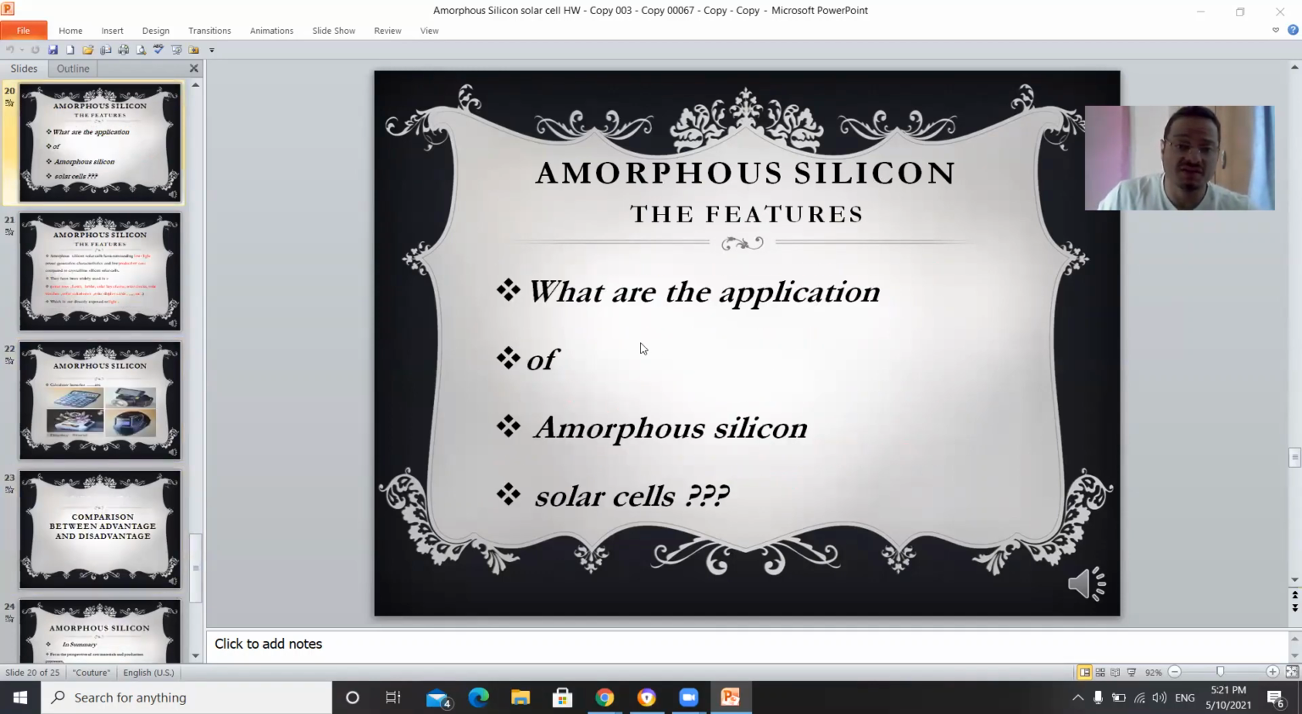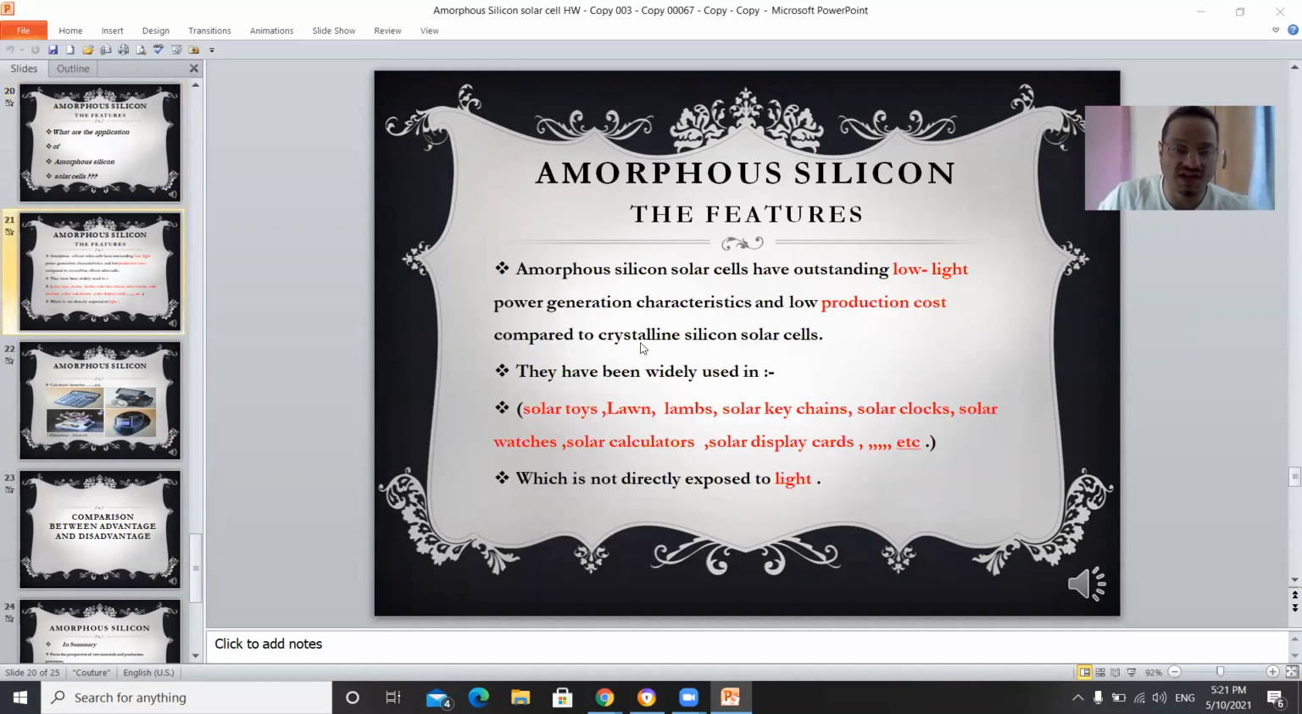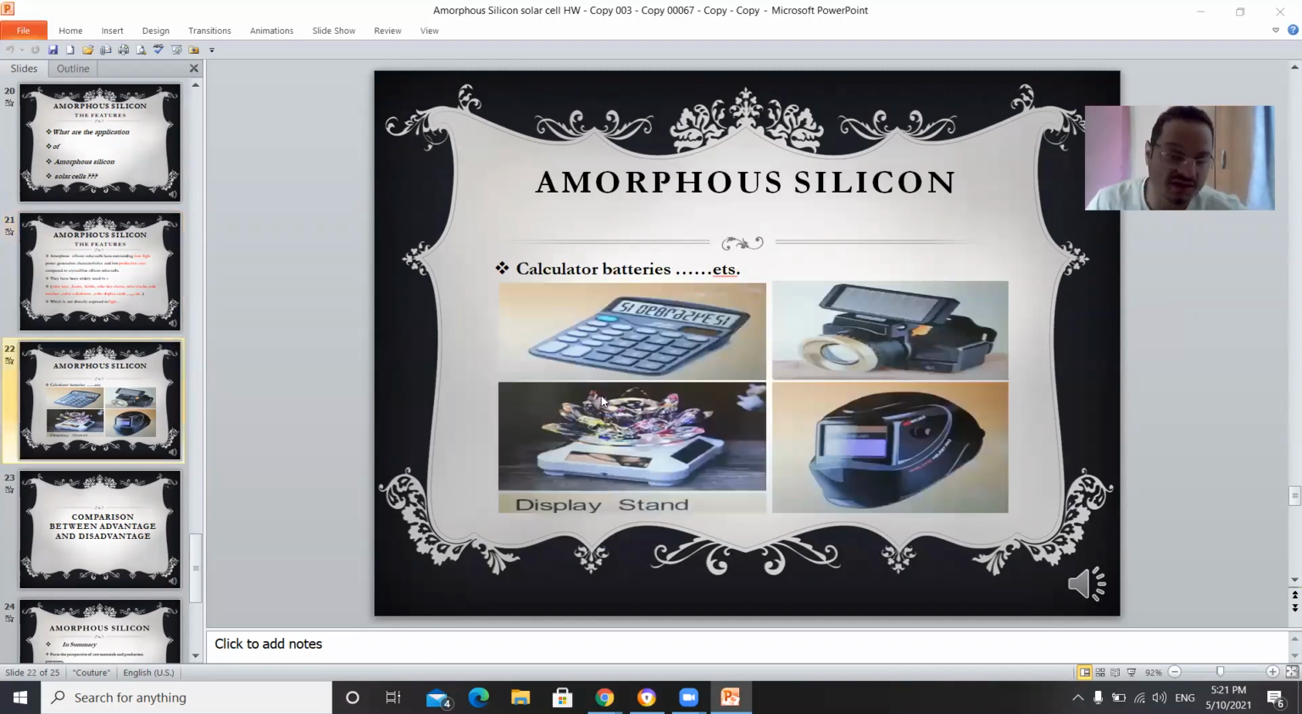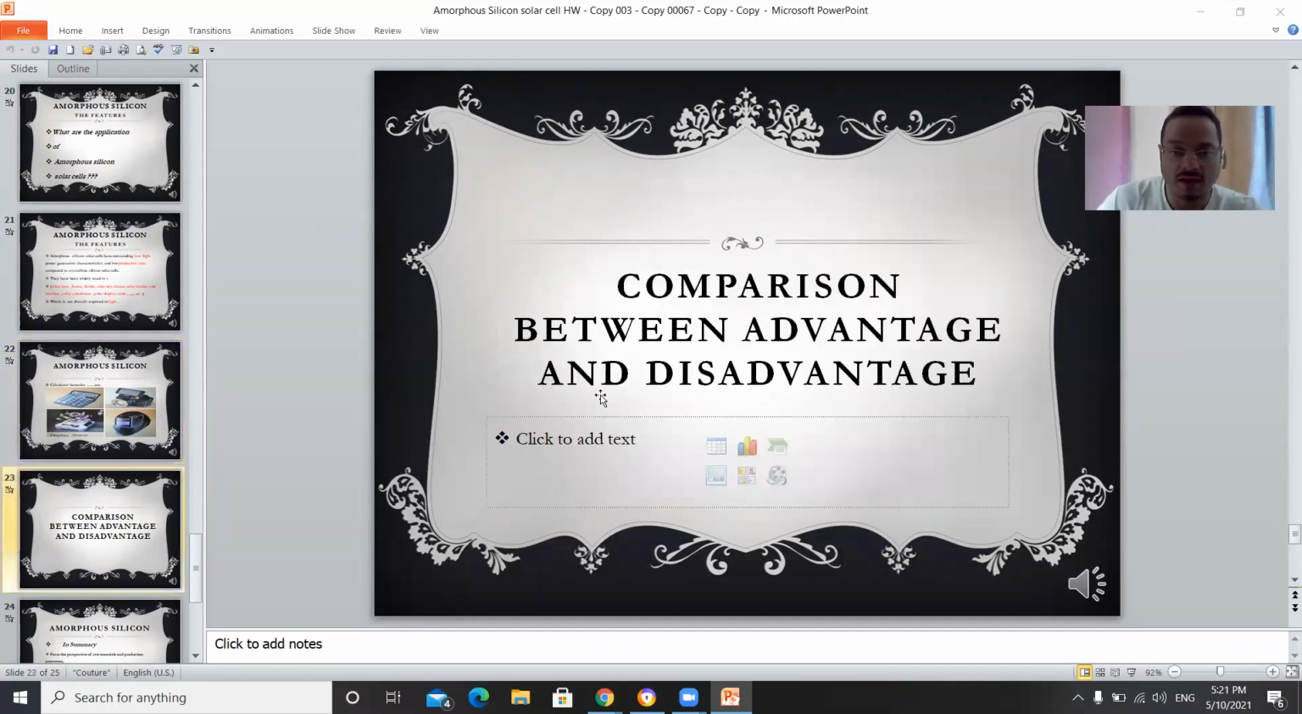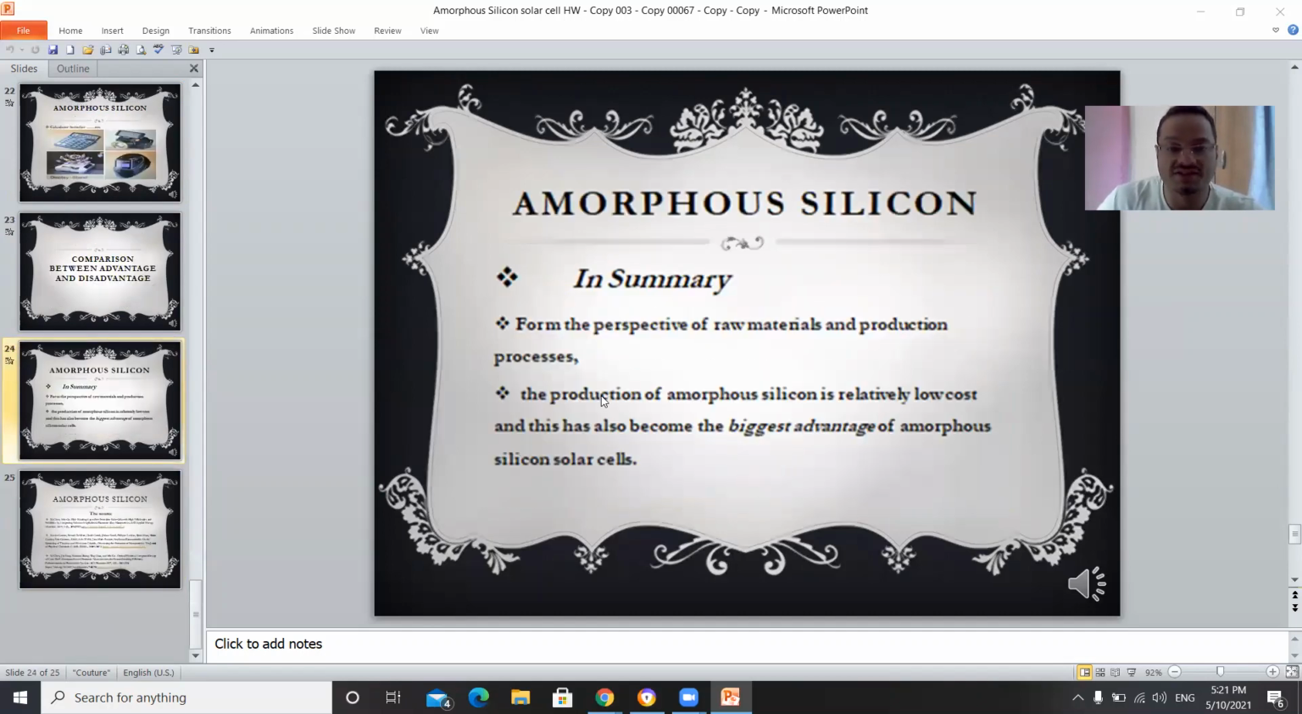Now, the applications of amorphous silicon solar cell: many things like solar toys, lamps, solar keys, solar clocks, solar watches, solar collectors, and many things like that, because it's not directly exposed to light. And this figure explains and proves what I'm talking about. Now, in summary, in my opinion, the advantages are more than the disadvantages.